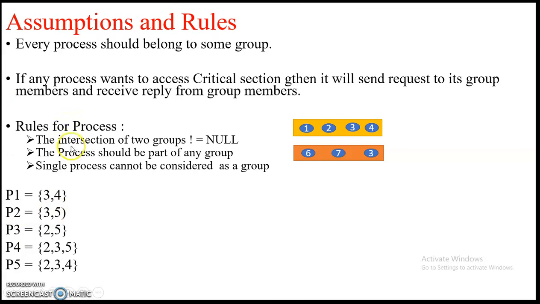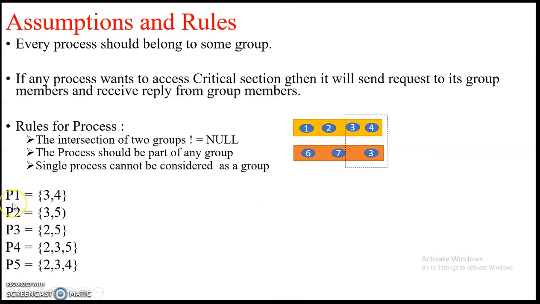So the rule for processes is that the intersection of two groups is not equal to none. Here, if you see, 1, 2, 3, 4 is a quorum for a particular process, and let's say this is a quorum for another process. Now these are two groups, and one of the requirements is that there should be at least one process in common in these two groups. So that is there. Any process should be a part of a group, and a single process cannot be considered as a group.